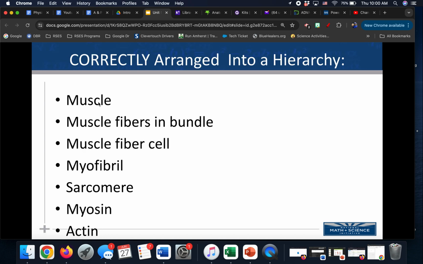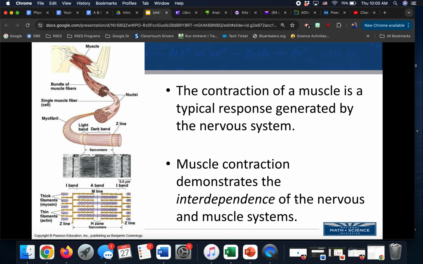Hopefully we said the muscle is the organ, the fibers are the tissue, an individual cell. Within that cell, we have myofibrils. Sarcomeres are those repeating units of myofibrils that are going to contract, and then those small filaments that make up the sarcomere are myosin and actin.